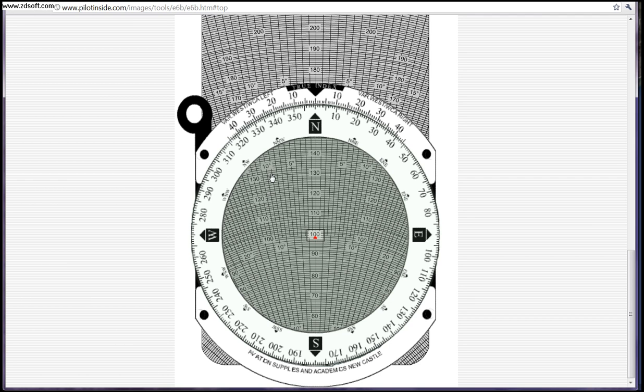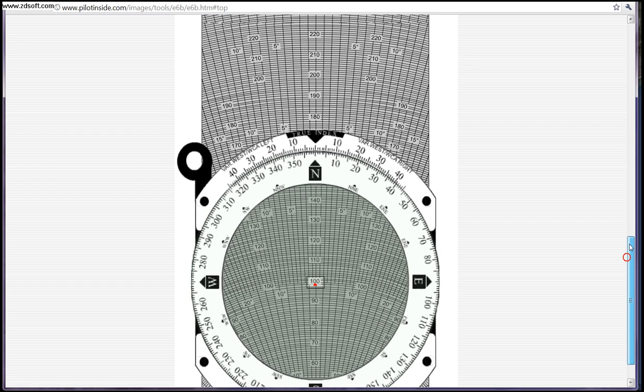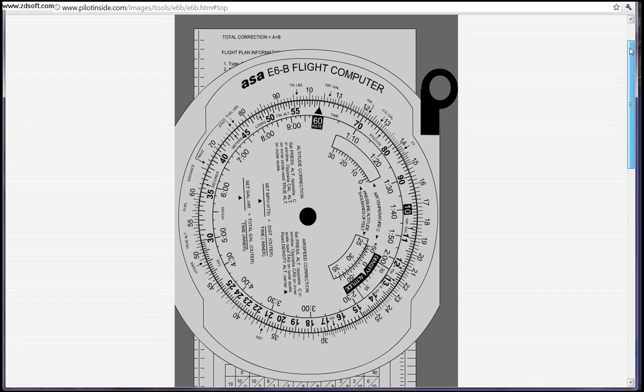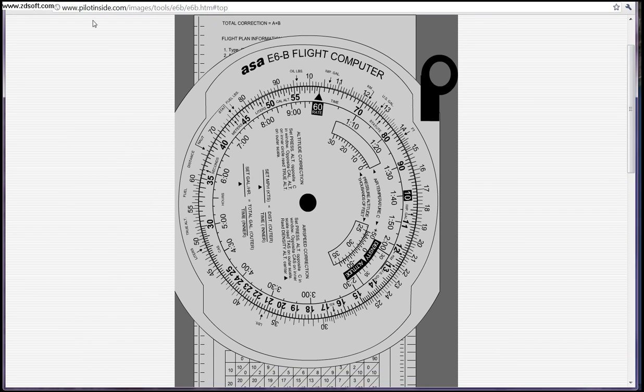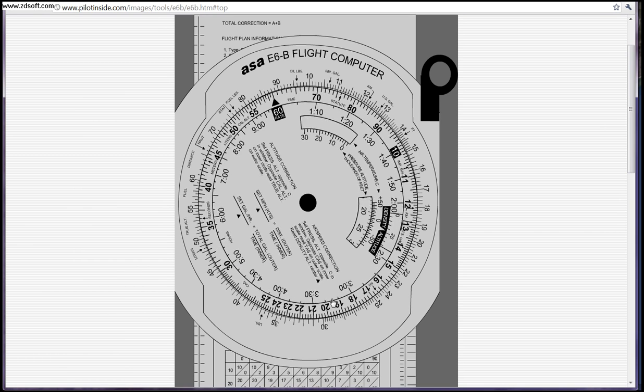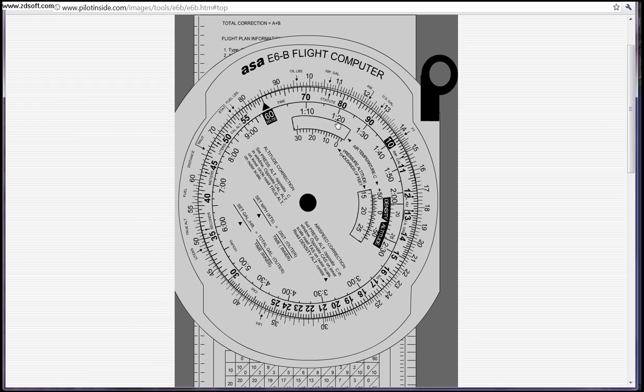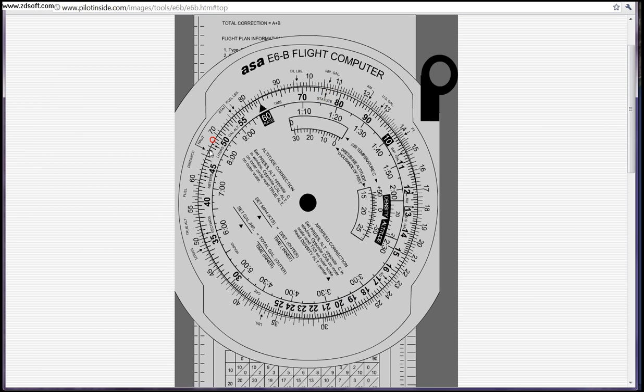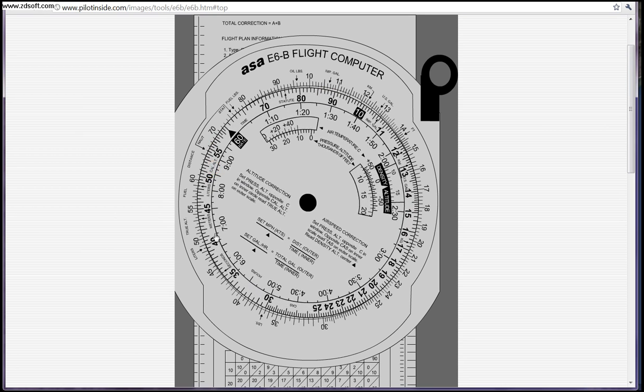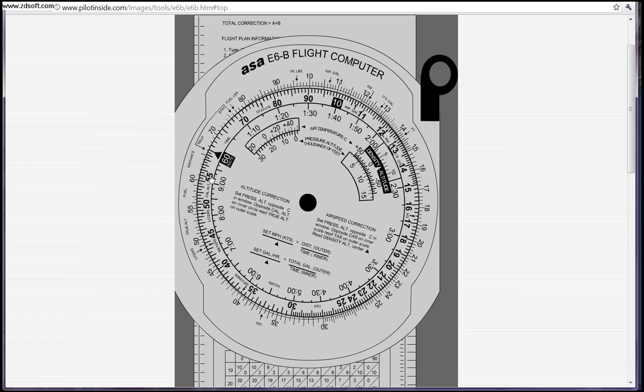So here's an electronic E6B right here, and there we go. And I actually got this off of pilotInside.com, so they were really good enough to have a real manual E6B to use when I make this video, so I can kind of show y'all. Even though it is a little bit hard to use, I kind of wish they had brushed this up a little bit, but beggars can't be choosers.